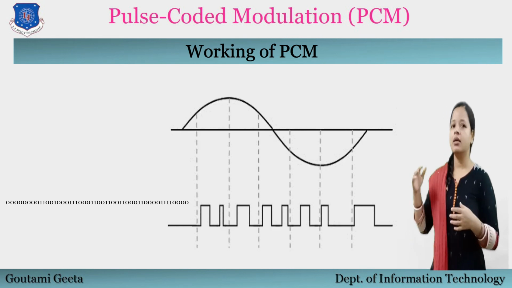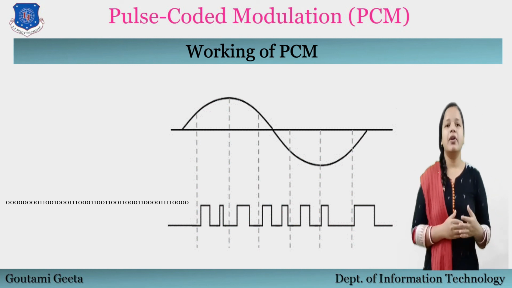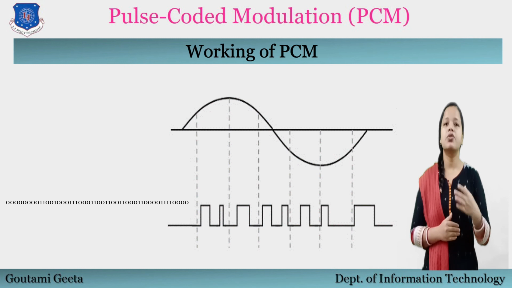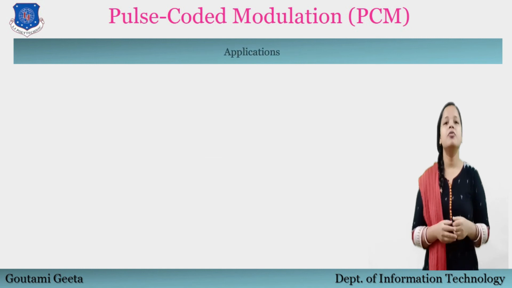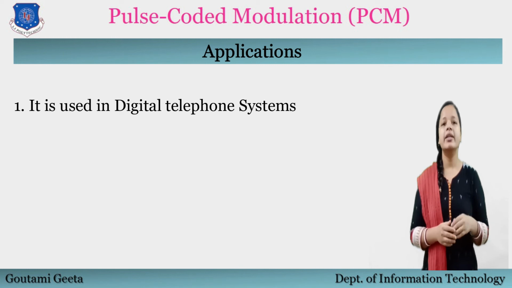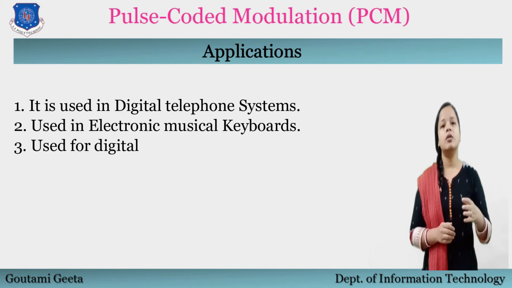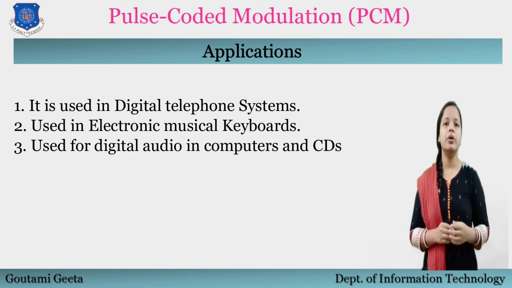Now you can see in the figure, according to the bit sequence, these binary values will be transmitted as square waves, which represent a digital signal over the digital channel. Applications of PCM. It is generally used in digital telephone systems. It is also used in electronic musical keyboards. It is also used for digital audio in computers and CDs.